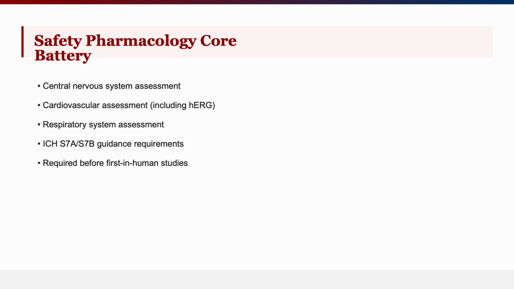Cardiovascular assessment is critical. The HERG assay evaluates potential for QT prolongation and cardiac arrhythmias. In vivo cardiovascular studies assess blood pressure, heart rate, and ECG parameters. Respiratory assessment evaluates effects on breathing rate and tidal volume. Health Canada expects the core battery before authorizing Phase 1 CTAs. Findings directly inform clinical safety monitoring.